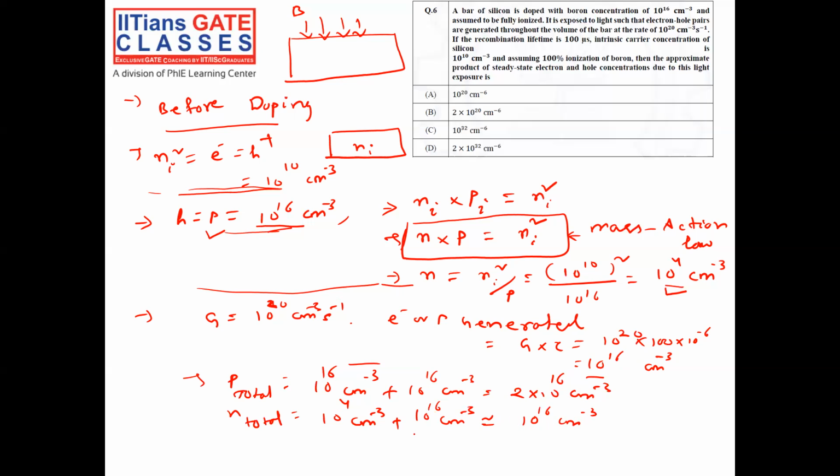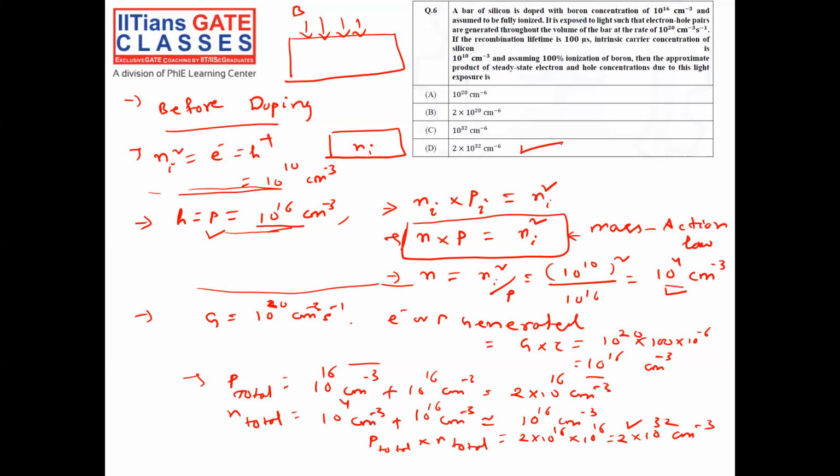So now I want to calculate P total into N total, which is equal to 2 into 10 power of 16 into 10 power of 16, equal to 2 into 10 power of 32 per cm cube. This is the answer. So the answer is option D.